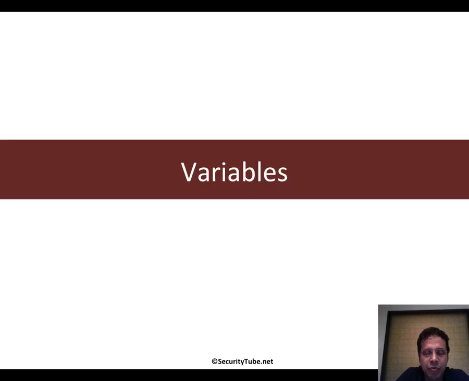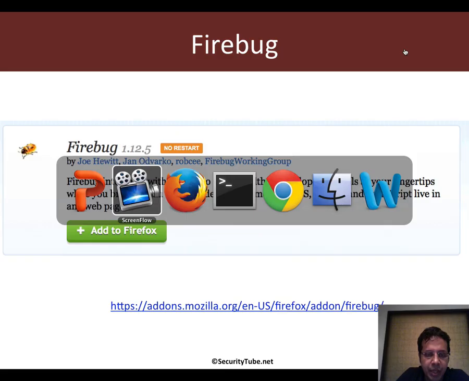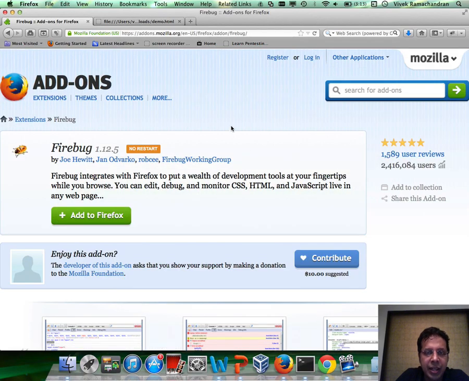In this video, we will look at variables in JavaScript. Before we begin, please ensure that you have Firebug installed. For people who are not aware, Firebug is a fantastic Firefox add-on which can be used to edit, debug, and do a ton of other things with CSS, HTML, and JavaScript. It's now becoming one of the primary tools used by web developers, and it's going to help us in many ways in learning JavaScript. So ensure you have it installed.